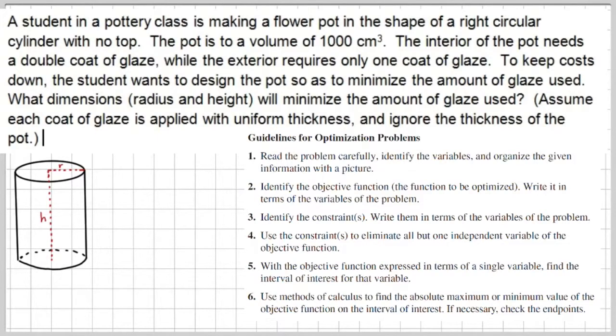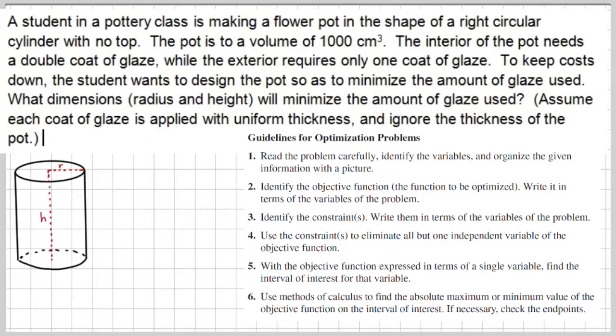So, to solve optimization problems, we follow the guidelines as indicated here. We have read the problem, we have a diagram, and we have identified that our variables of interest are r and h. Now we need to identify an objective function, that is, the quantity that we're trying to optimize. We're trying to minimize the amount of glaze, and the amount of glaze used would be proportional to the surface area of the pot, and we're talking here, of course, about both the interior and the exterior surface area of this pot.